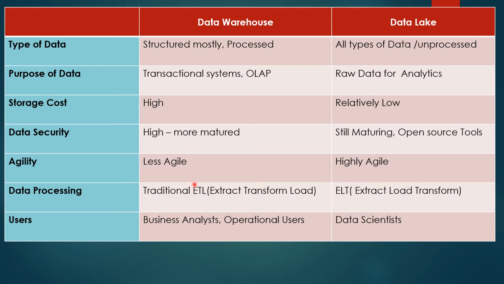So the next parameter we can talk about is agility. Changing data structure is not so easy in a data warehouse. Cost, effort and time are involved. So we can say that a data warehouse is less agile. A data lake is highly agile because it deals mostly with unstructured data. So we can change easily when you are comparing with a data warehouse. So agility is high in a data lake, and it's low in a data warehouse.